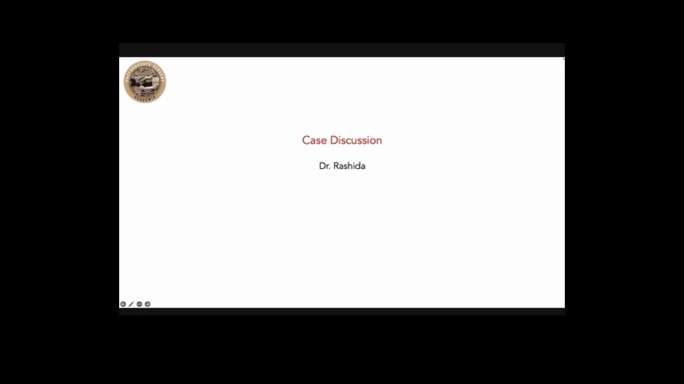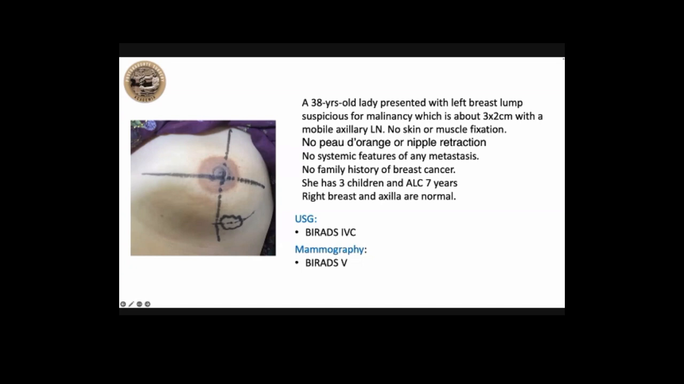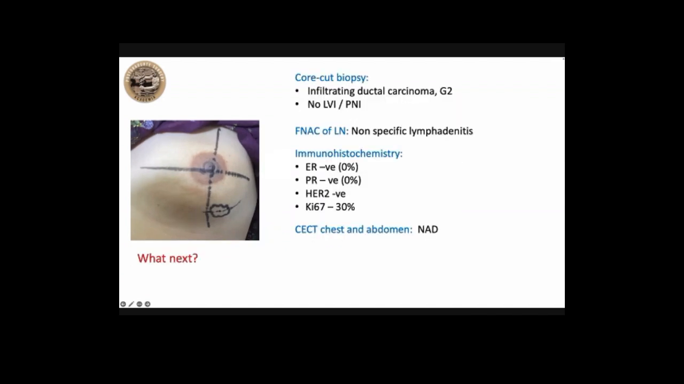Walaikum assalam. So another tumor biology is a 30-year-old presented with a breast lump. Ultrasonogram showed 4C and BIRADS 5. Patient had core cut biopsy: infiltrating duct cell carcinoma, NOS, and lymph nodes showed non-specific lymphadenitis. Immunohistochemistry: ER negative, PR negative, HER2 negative, 0%, 0%, 0%, Ki-67 30%. Conventional staging investigation, CT abdomen, NAD. So for this patient, what treatment?